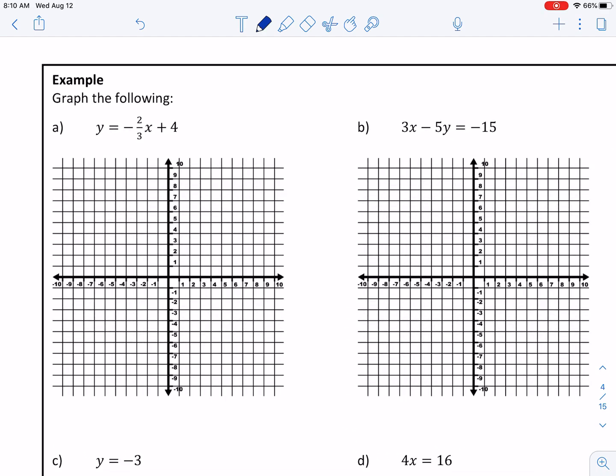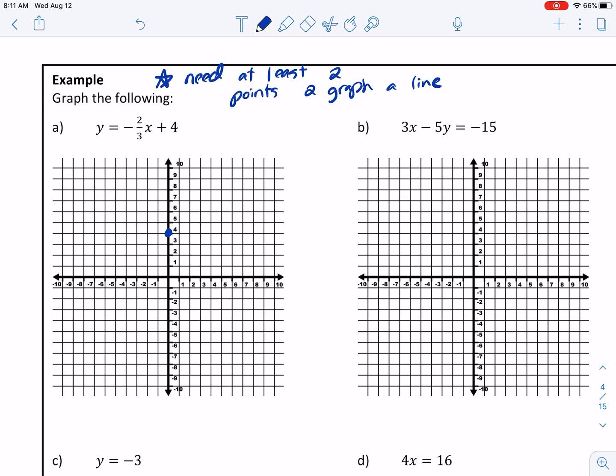For A, when you're graphing in slope-intercept form, you want to start at that y-intercept. That's a point. Keep in mind you need at least, at the minimum, 2 points to graph a line, or a linear equation. So we have one at our y-intercept.